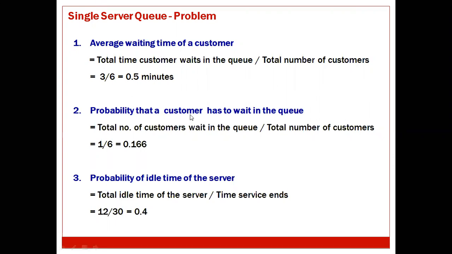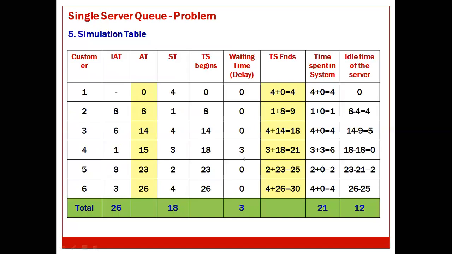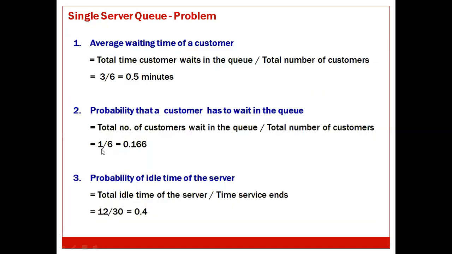Then the probability that a customer has to wait in the queue, which is nothing but total number of customers waiting in the queue divided by total number of customers. So how many of them waited in the queue? See, only one customer, that is customer 4, waited in the queue. So it will be 1 divided by 6, which is 0.166.